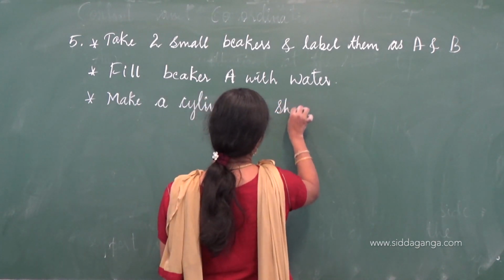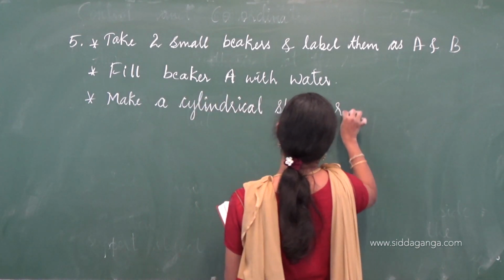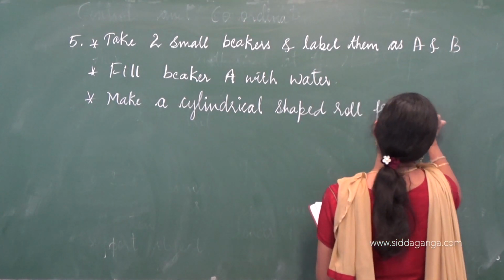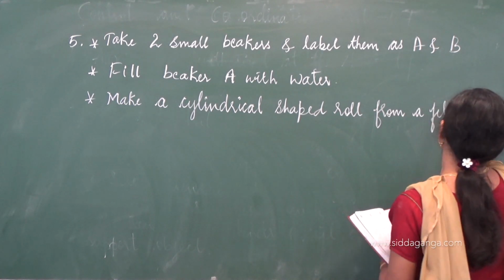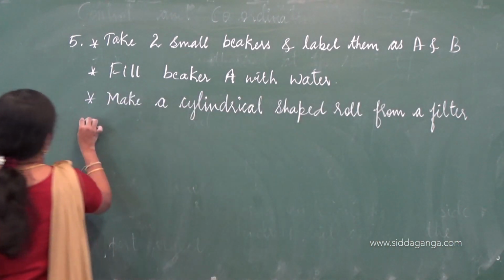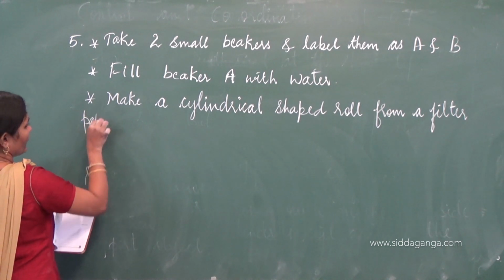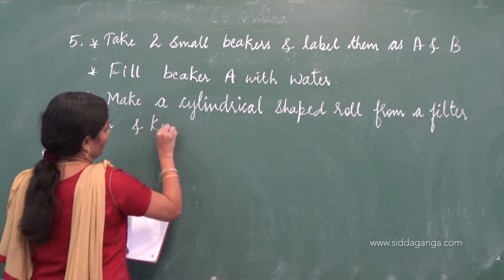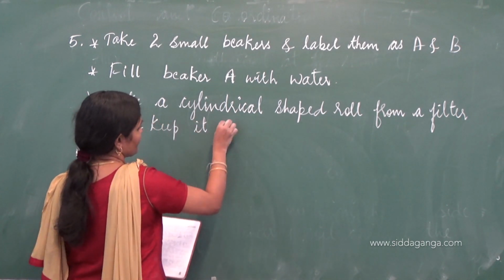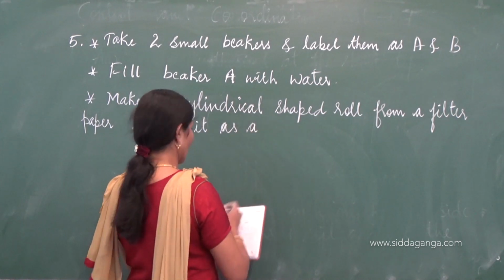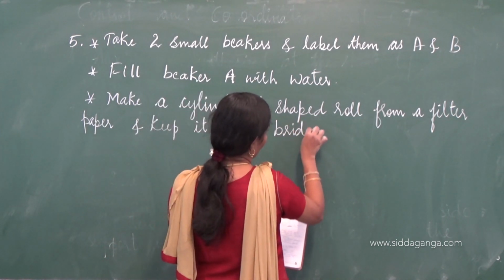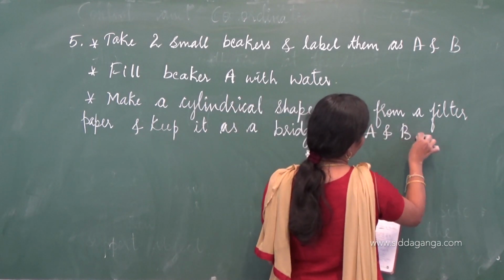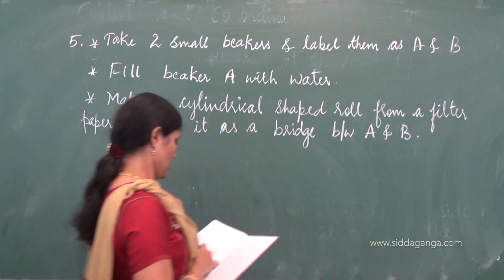Make a cylindrical shaped roll out of filter paper. And you need to place it as a bridge between them. You need to place it as a bridge between A and B. Is this clear to you?